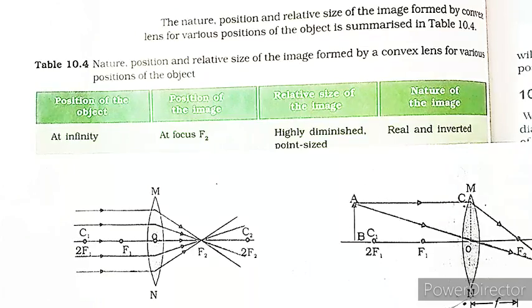And that is what you see in your textbook. Position of the object at infinity. The object is at infinity, far away. Position of the image is at F2. The image is formed at F2. Now what is the size? Highly diminished, it's point sized. And the nature of the image, it's real and inverted.